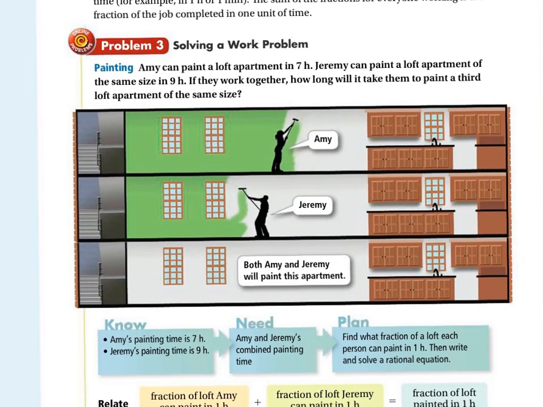So for problem 3, Amy can paint a loft apartment in 7 hours. Jeremy can paint a loft apartment of the same size in 9 hours. If they work together, how long will it take them to paint a third loft apartment of the same size?